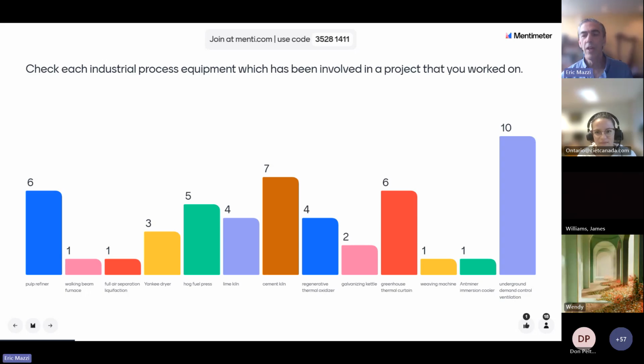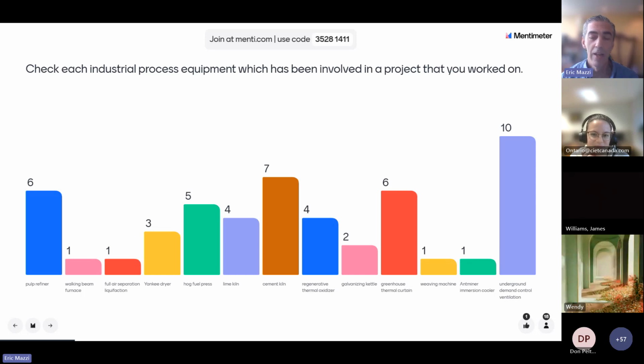18 responses. Okay, fair enough. I didn't know how this was going to come out, or if there would be anybody with experience in some of these, especially walking beam furnace, which I came across on one project, a weaving machine, full air separation liquid. So somebody has some experience with some of these rare processes.